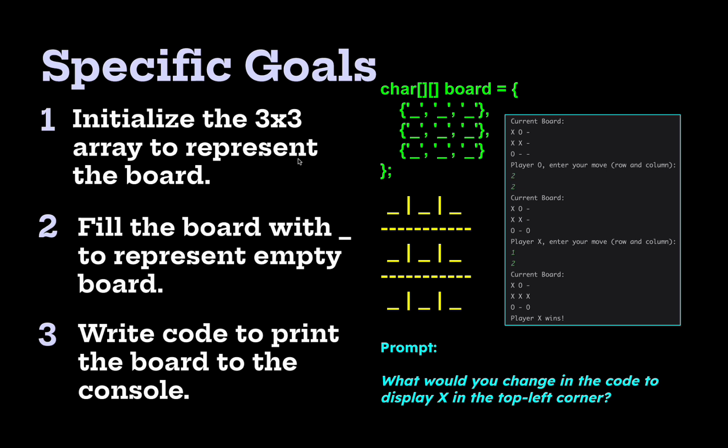Now, once you're done with that, I need you to think through this. What would you change in the code to display X in the top left corner? So how would you update your board in such a way that you can display X in the top left corner?